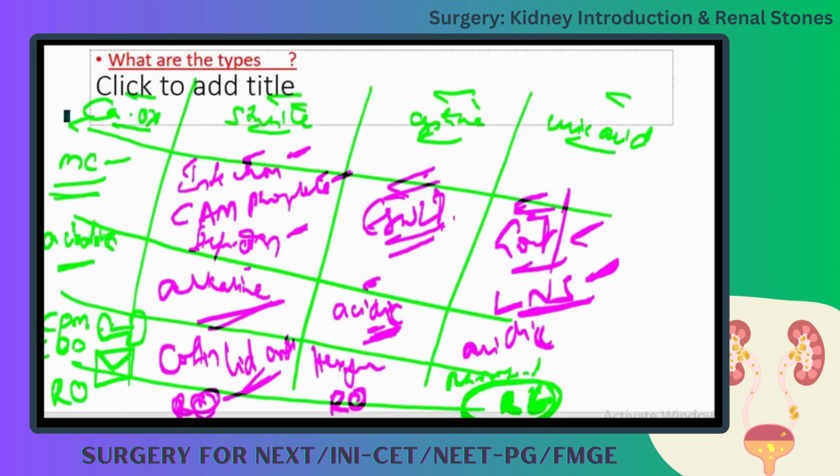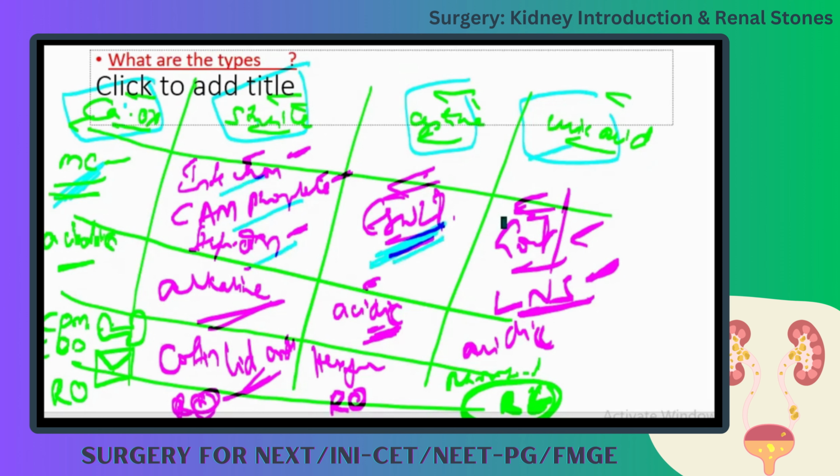Calcium oxalate, struvite, cysteine, and uric acid. These are the 4 types of stones. Out of this, the most common is calcium oxalate. Struvite, the other names are infection stone, calcium ammonium magnesium phosphate, also known as triple phosphate, staghorn. Cysteine, the special point for this is it is the hard stone, it is resistant to ESWL. And uric acid is seen in gout or any myeloproliferative disorders like Lesch-Nyhan syndrome.